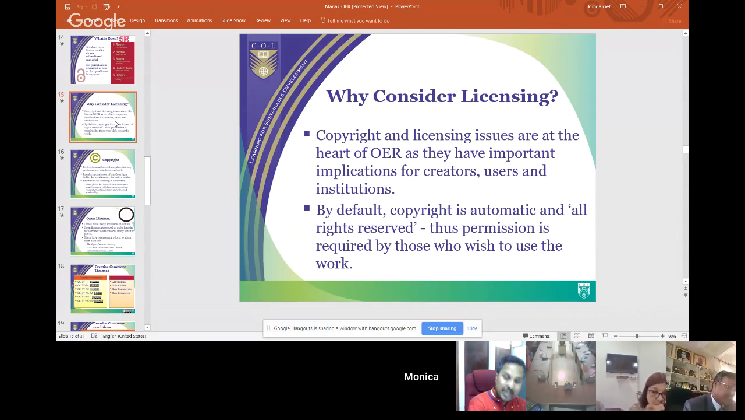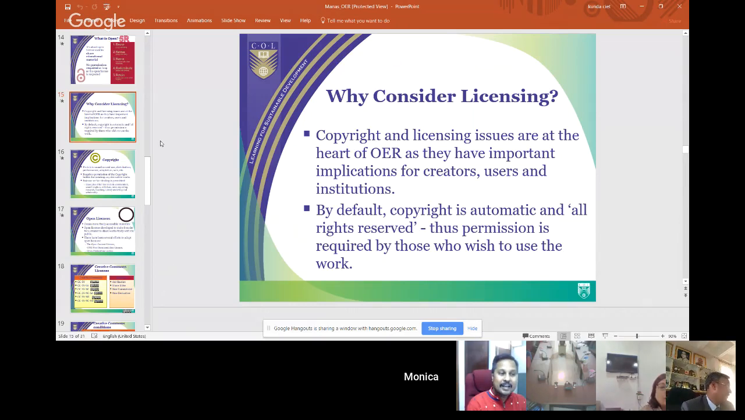We need to minimize all these things, and we need to understand how effectively useful these materials are for us, and we should not violate any copyright issue. So licensing is the only way which helps us in this regard to use the available materials effectively. And sometimes we think that if it is under this license, it is copyright free. No, not exactly. It's not copyright free.